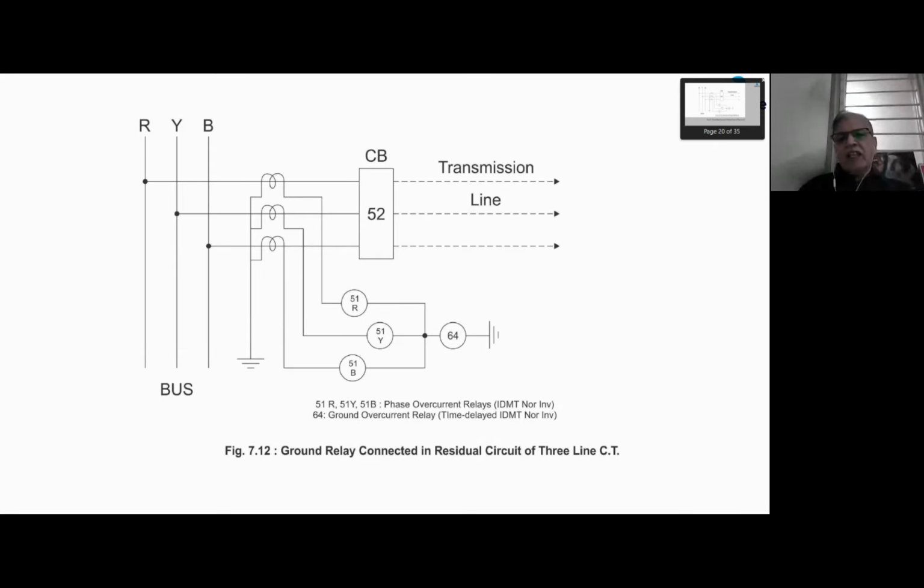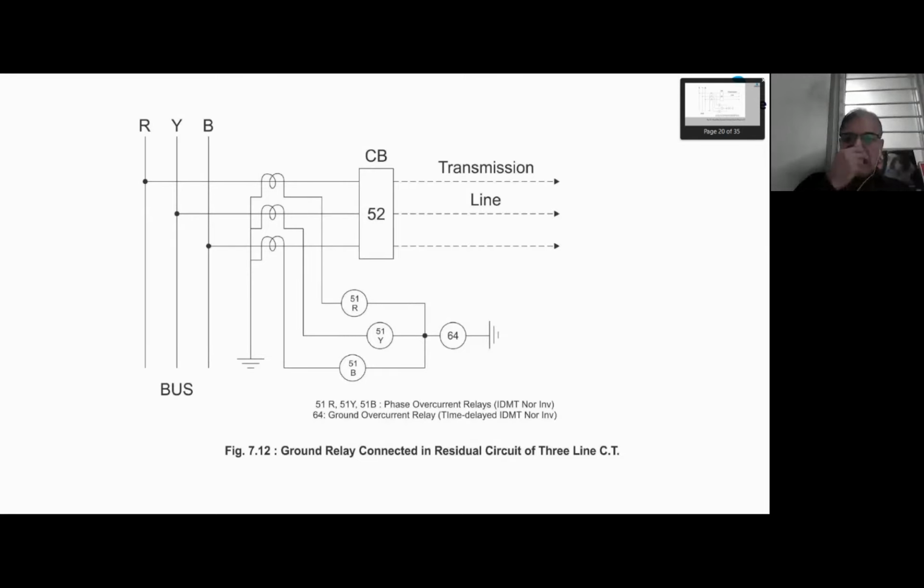One way of connecting the ground relay is like this. 64 is the ground relay. It is connected in the residual circuit of 3-line CTs. IR plus IY plus IB under normal condition is 0. So no current is passing through 64 and it will not operate. IR plus IY plus IB is 0 even for double line fault or for triple line fault also. So 64 gives protection only in two cases, LG and double line to ground fault.